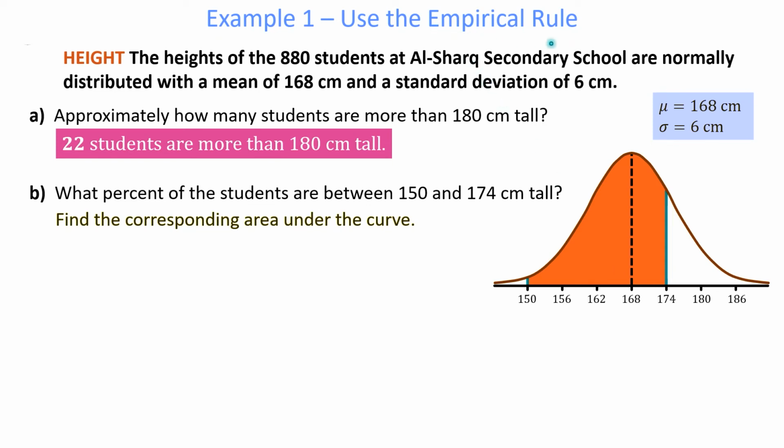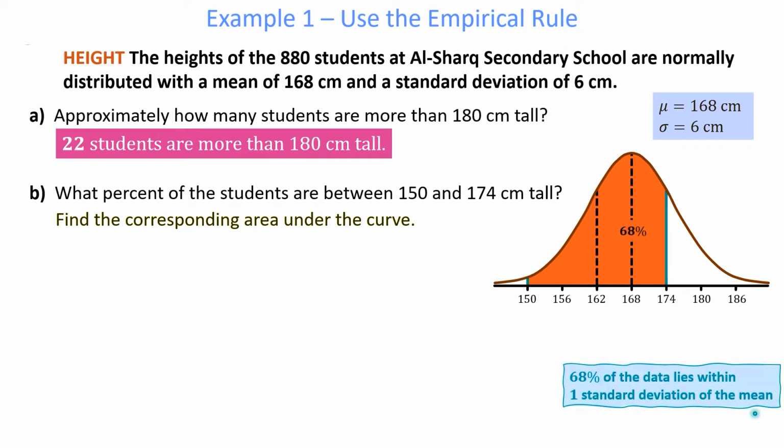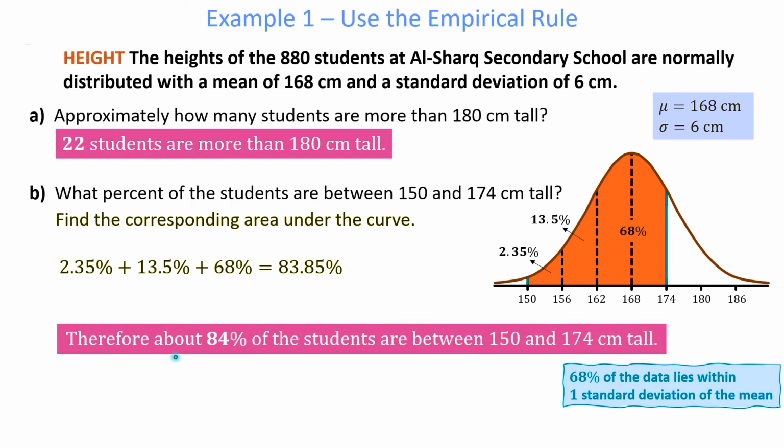Now if you recall from our early diagram, okay, 68% of the data lies within 1 standard deviation of the mean, so that's between 162 to 174. This next interval, okay, which is the next standard deviation to the left, this is worth 13.5%, and then our final interval over here is worth 2.35%. So we want the total probability corresponding to this area. So we add these values up to give us 83.85%. So therefore, about 84% of the students are between 150 and 174 centimetres tall.